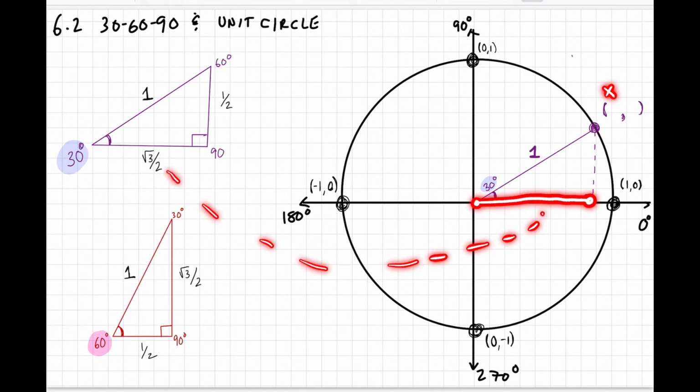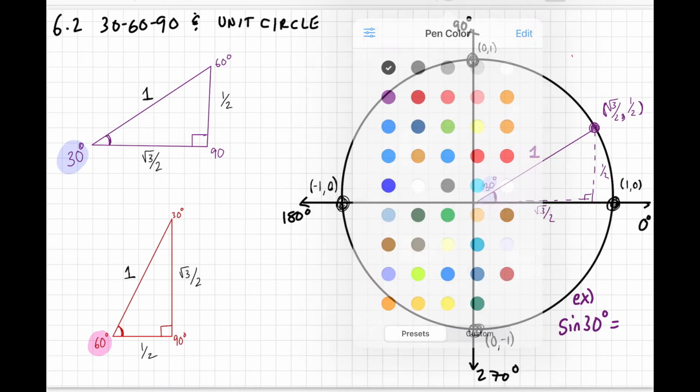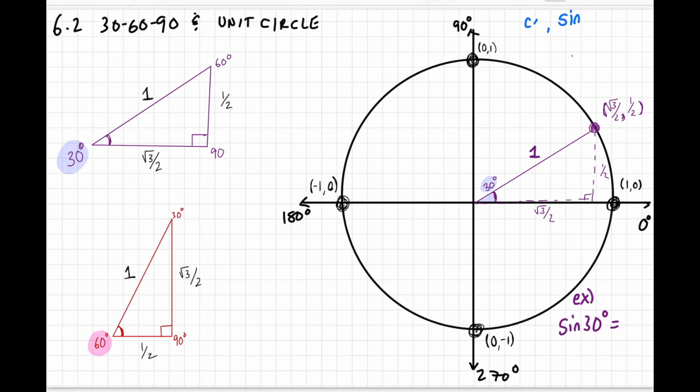So the x value is that distance from there to there. Looks just like this one, so we're going to put √3/2. And that's the x value, that's the distance from here to here. And then we need our y value, so how much we went up by. And we can just look at our triangle, it's 1/2. So 1/2. So now that we have the x and the y coordinate, we can actually go in and practice finding our sine and our cosine.